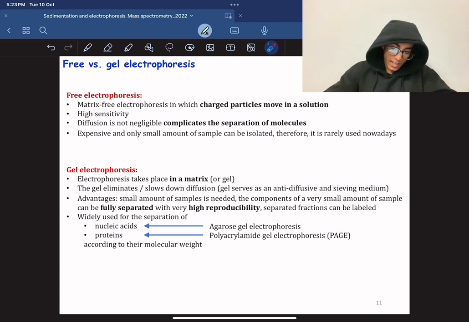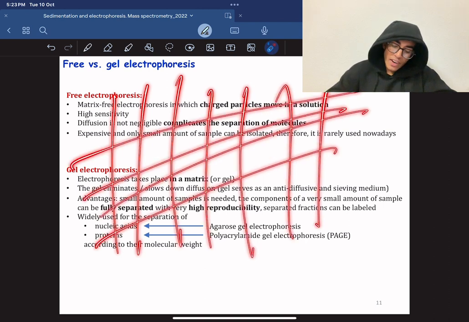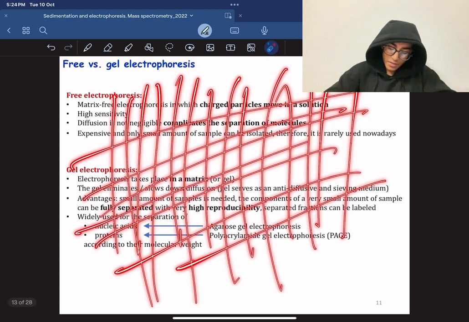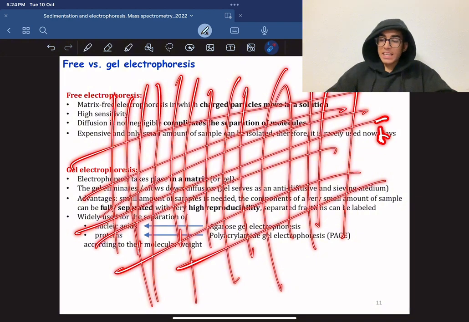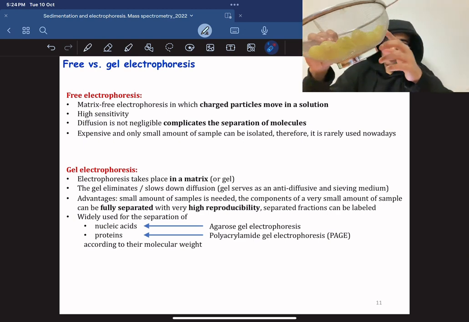And I think now I should explain to you what matrix is. Matrix is basically a kind of weave-like structure within the electrophoretic medium. Something like that. Basically like a sieve, like this.